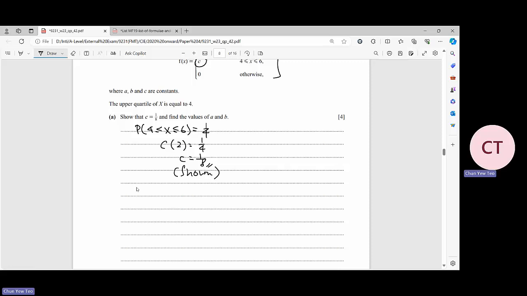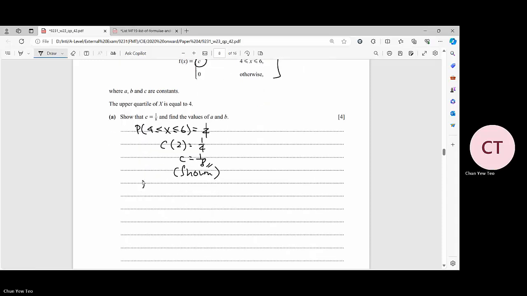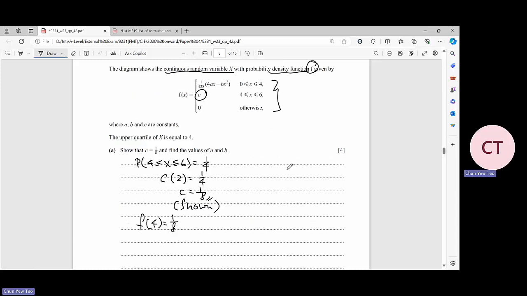Now we want to find the value of A and B. So we just make use of this point. This point will be 4, and the height is C. C is 1 over 8. So we have F(4) equal to 1 over 8. So for F(4), we just need to substitute 4 inside here. You will get 1 over 128 of (16A minus 64B) equals 1 over 8.